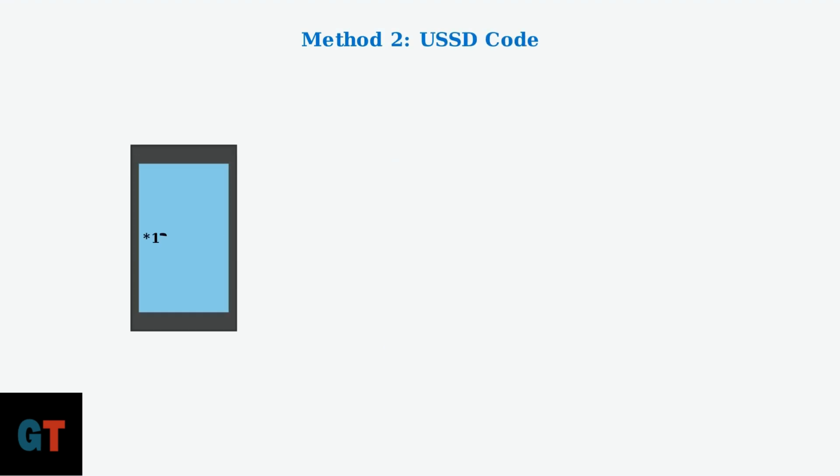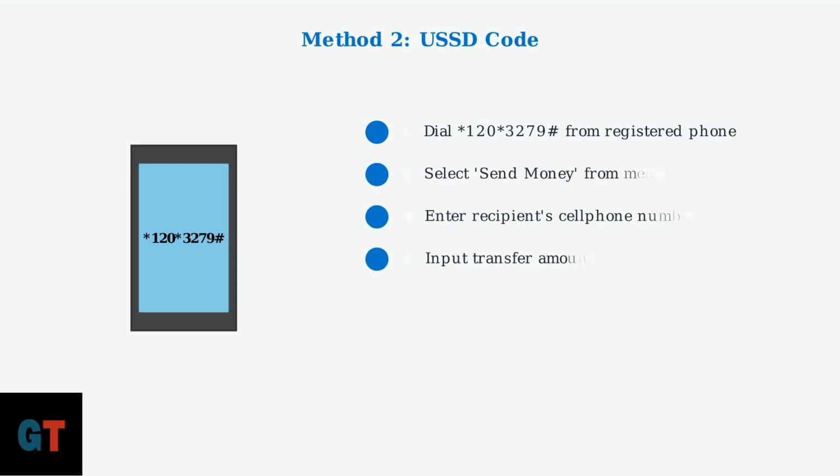The USSD method provides quick access without needing the app. Simply dial *120*3279# from your registered cell phone number. A menu will appear on your screen. Select the Send Money option, then follow the prompts to enter the recipient's cell phone number and the amount you want to transfer. Authenticate the transaction using your banking PIN, then confirm to complete the transfer.